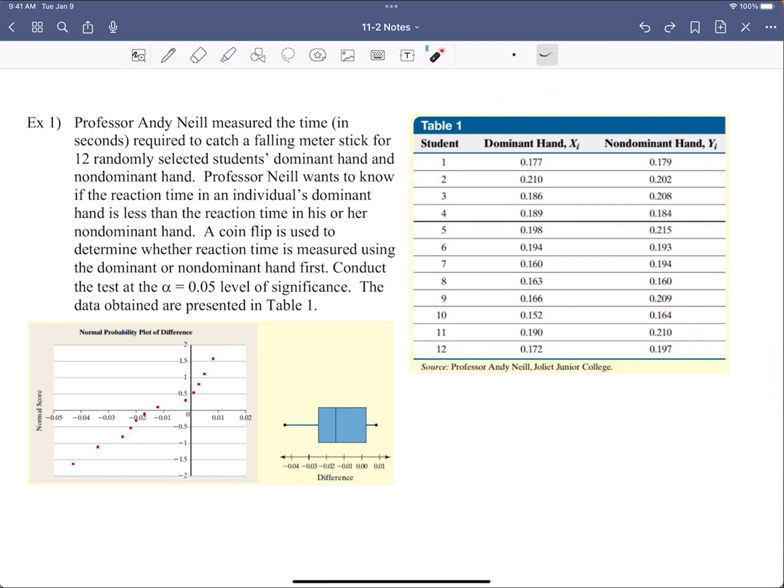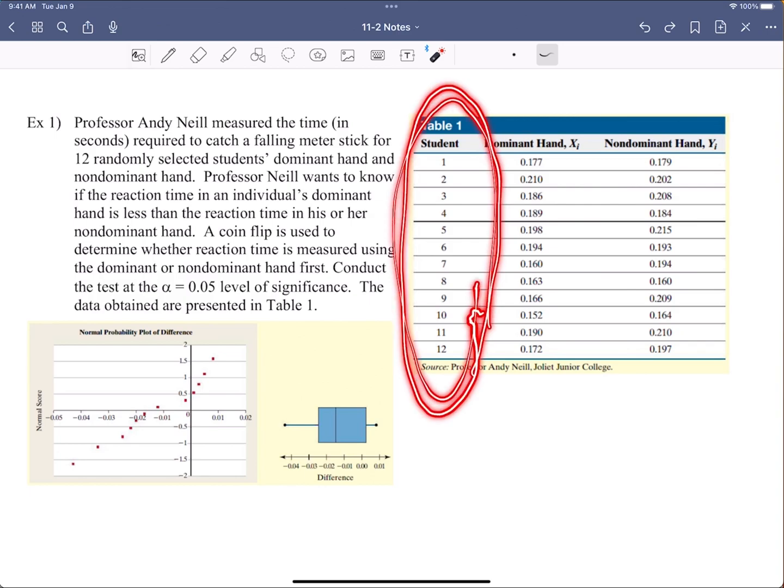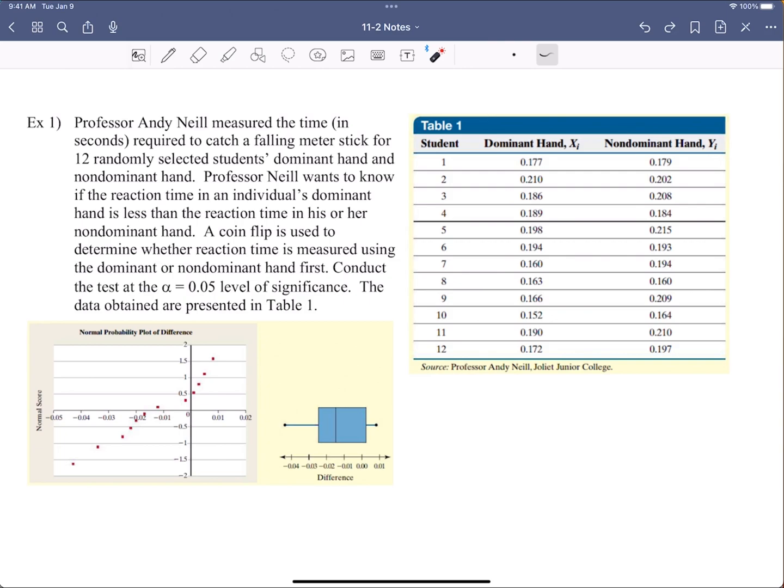So this is what makes this one matched pairs. I am catching the same meter stick. It is the same student. One single sample, if you will, and then within this sample, I'm looking at dominant and non-dominant hand within that same unit. That's what makes this matched pairs. The hands go to the same sample, and that's why it's matched up. Just so that you know how to identify this.